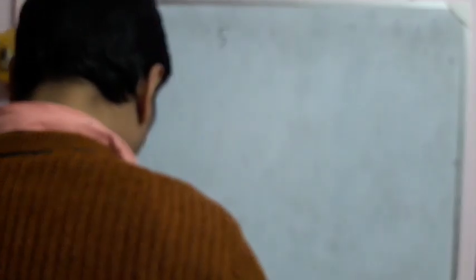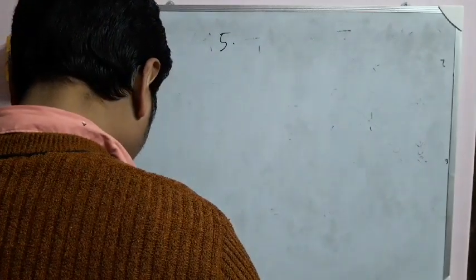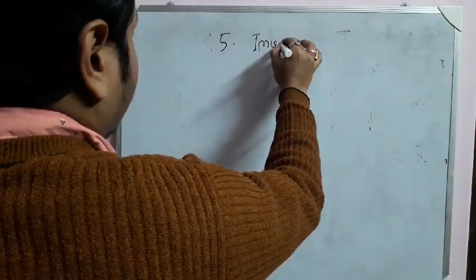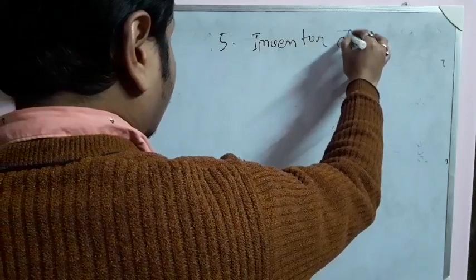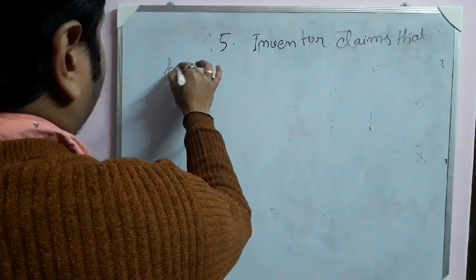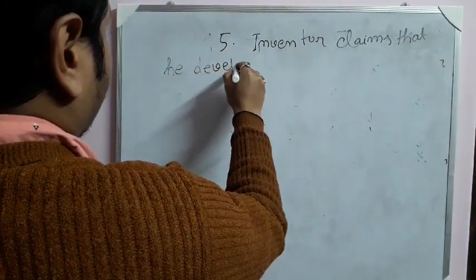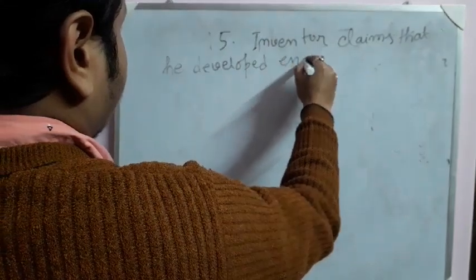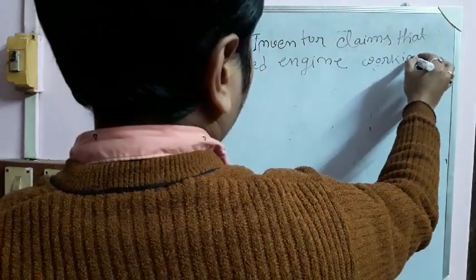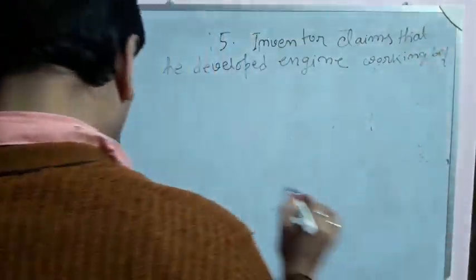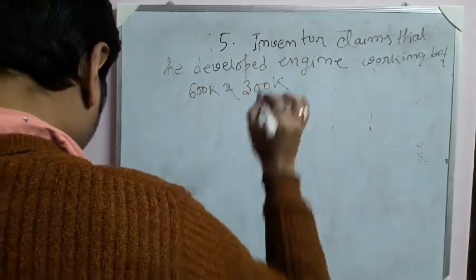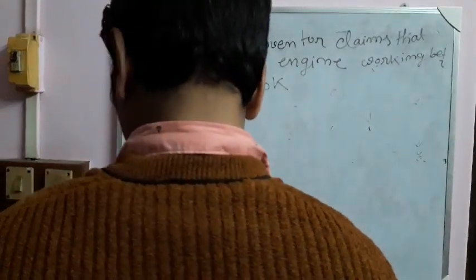An inventor claims to have developed an engine working between 600 Kelvin and 300 Kelvin, capable of having efficiency 52%.